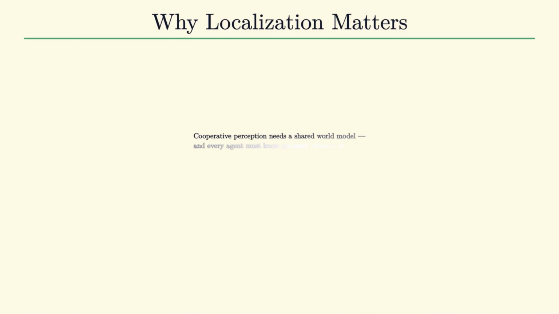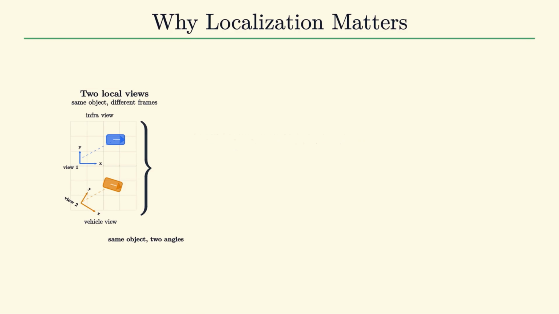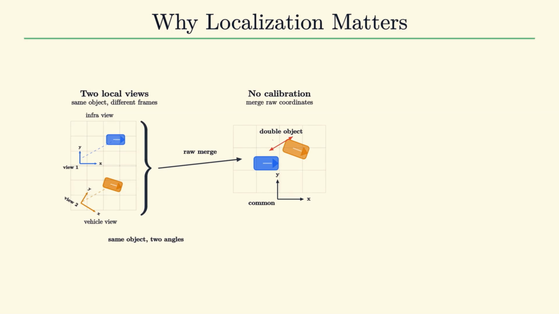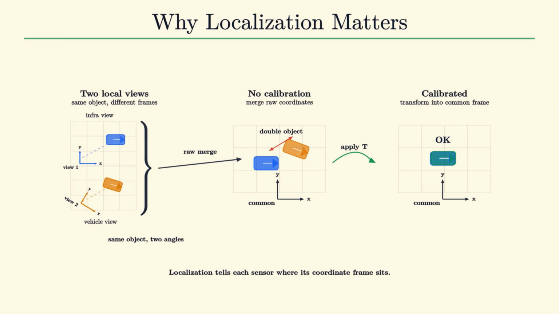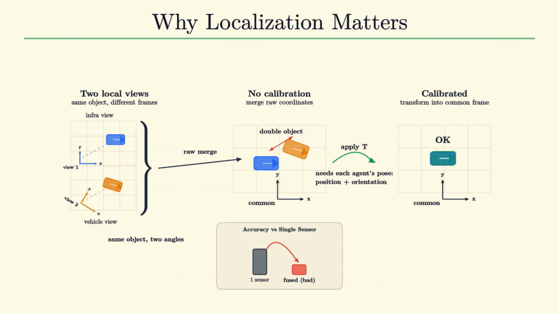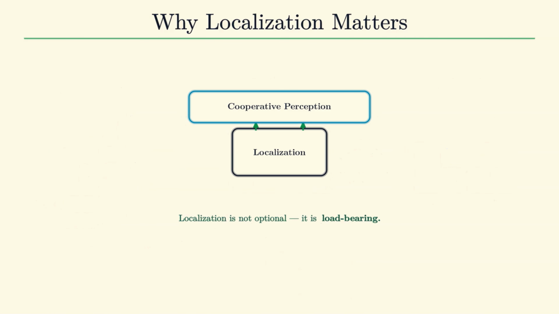Cooperative perception requires that all agents share a common world model, and that means every agent needs to know precisely where it is in the world. Consider the scenario. An infrastructure node observes an object in its field of view, and a vehicle observes the same object from a different angle. To fuse these two observations, both agents must know their position and orientation. If their localization is off, the fused result is a corrupt representation, worse than either individual observation alone. Precise localization is not optional for cooperative systems, it is load-bearing.